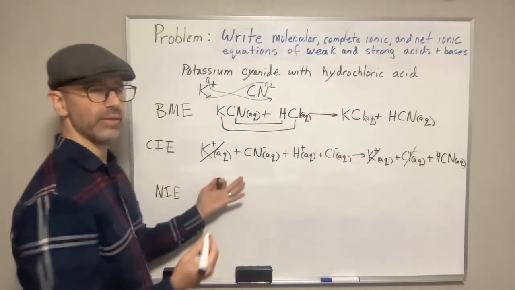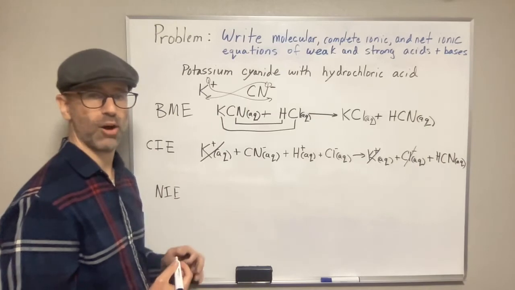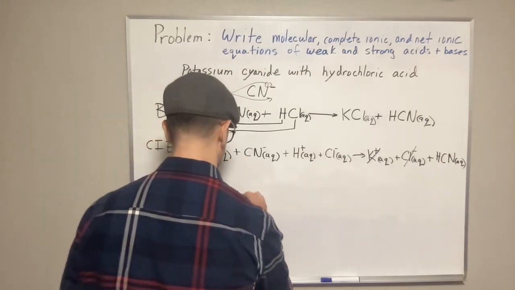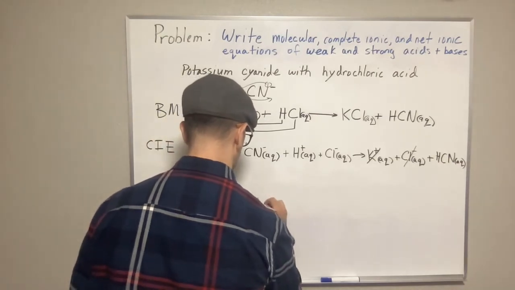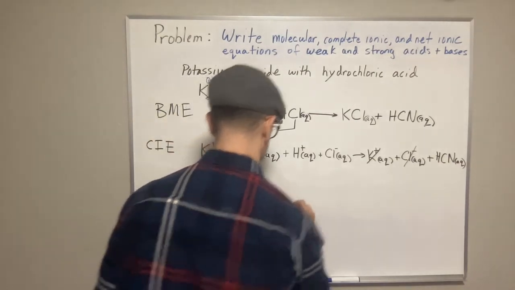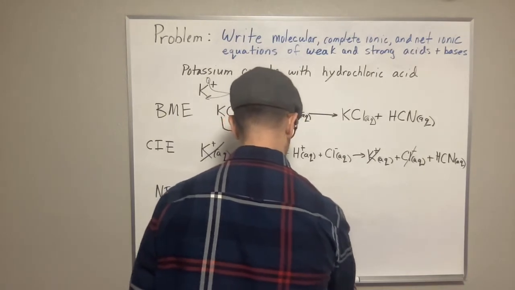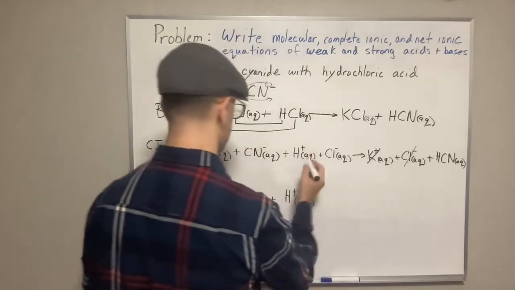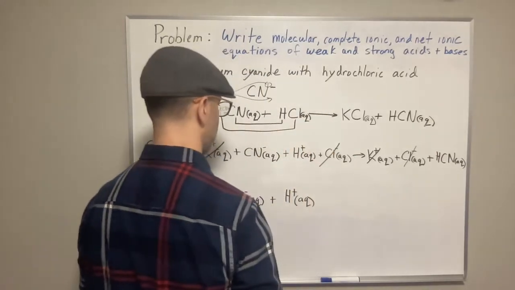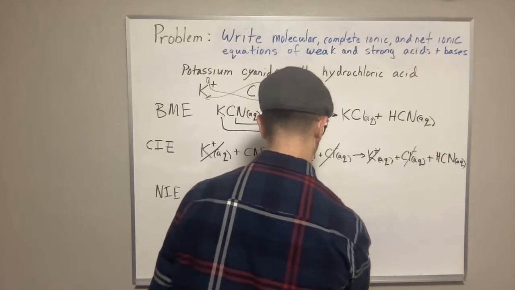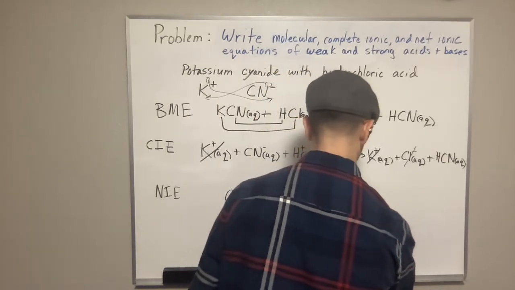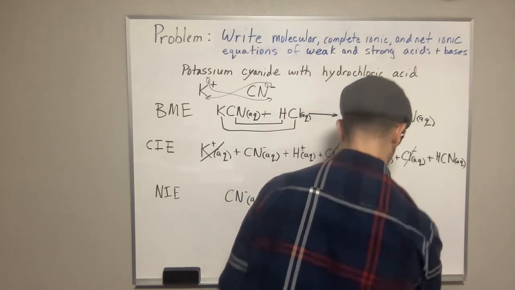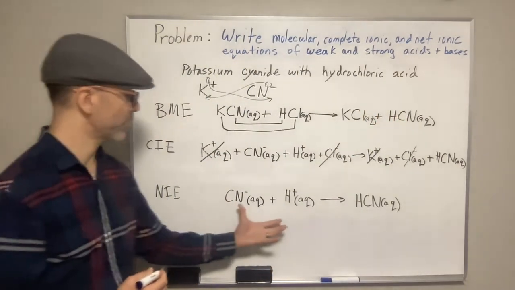And so now we've gotten rid of our spectator ions, so now all we need to do is write everything else. So here we have CN minus aqueous plus H plus aqueous, and that's going to give us, oops, I forgot to cancel out the chloride ion there. And that's going to give us our HCN aqueous. And that would be our net ionic reaction.